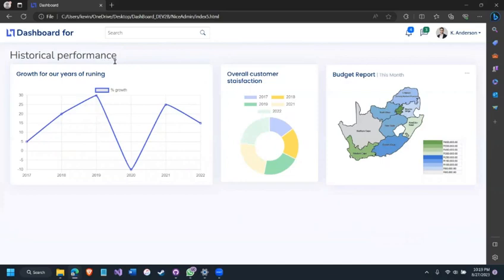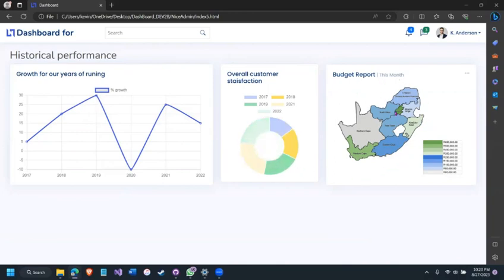This is our historical performance. This graph over here shows our growth over the years. So you can see in 2020, we had a huge dip. This was due to COVID, and then we managed to regain our performance, and then it's been going on since then. We can also see the overall customer satisfaction again.